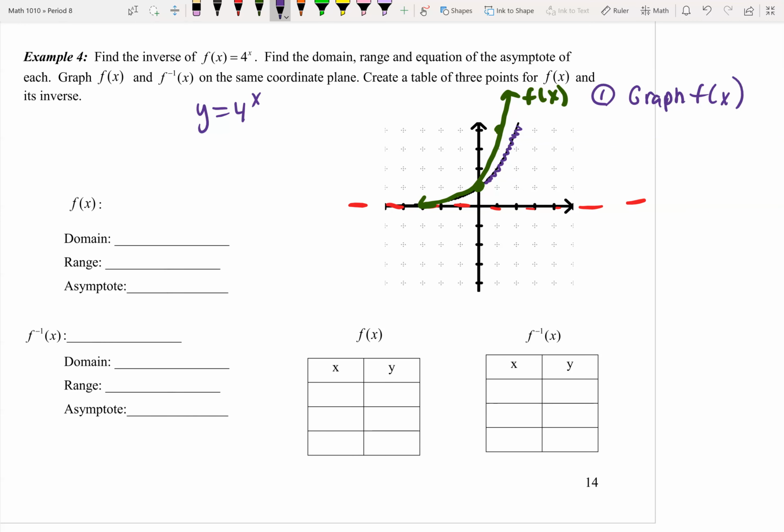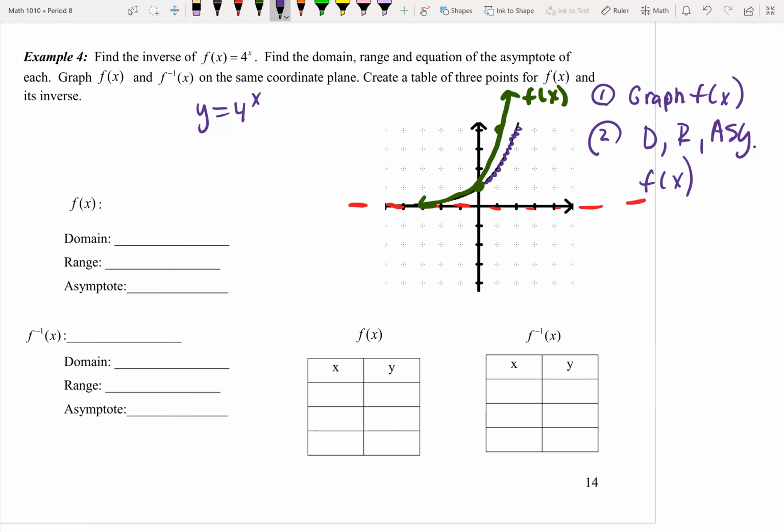Okay? What did I do next on the other inverse lesson when we did that? Do you remember? What did I say was the next logical thing to find? What's something easy you can do right now? You're exactly right. It's a domain and range. So find the domain and the range and the asymptote of f of x.